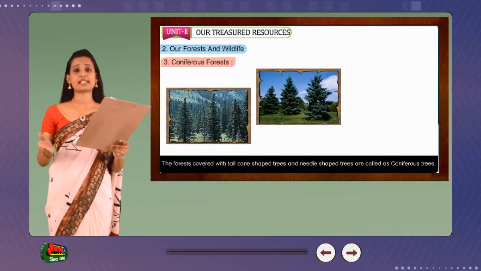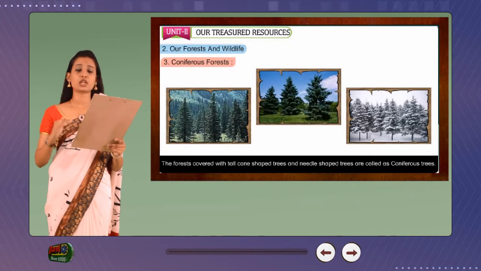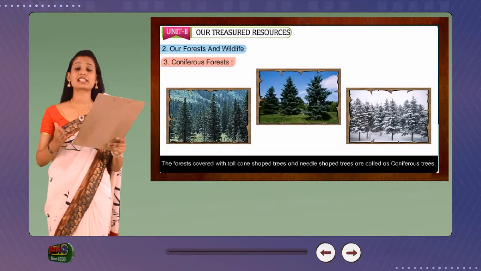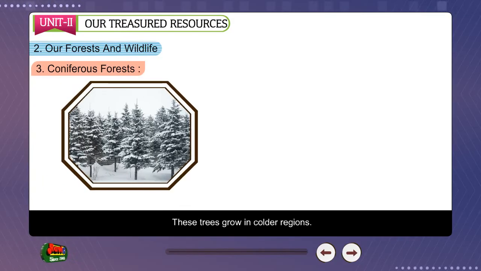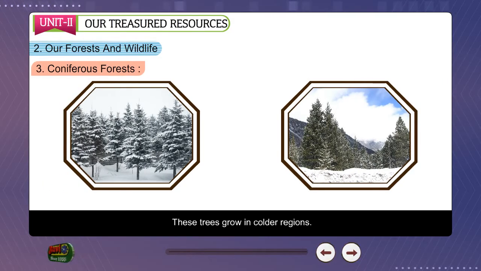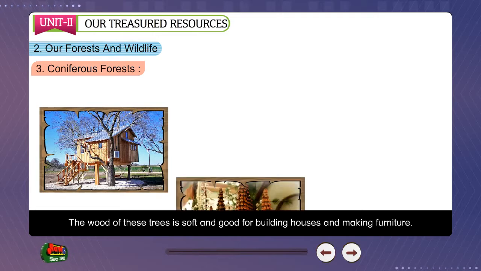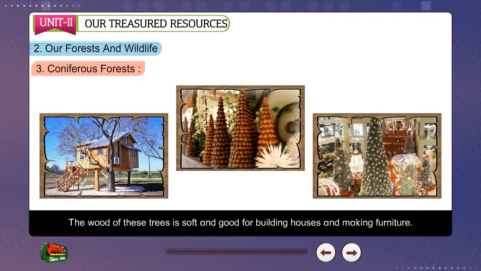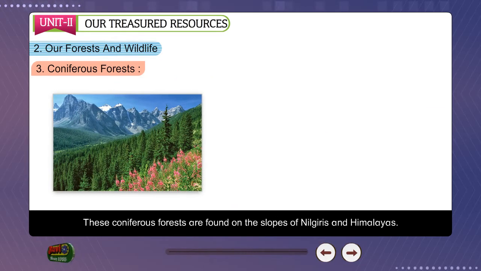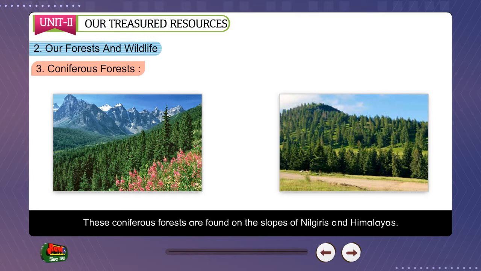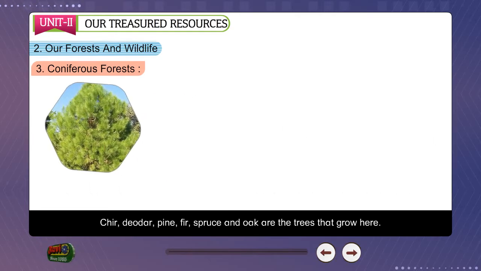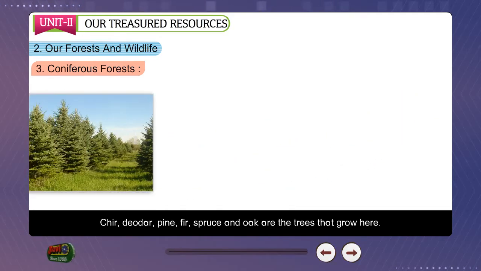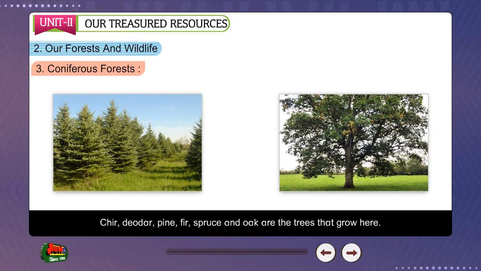3. Coniferous Forests. The forests covered with tall cone-shaped and needle-shaped trees are called coniferous forests. These trees grow in colder regions. The wood of these trees is soft and good for building houses and making furniture. These coniferous forests are found on the slopes of the Nilgiris and Himalayas. Cheer, deodar, pine, fir, spruce, and oak are the trees that grow here.